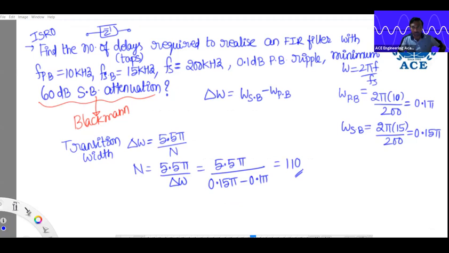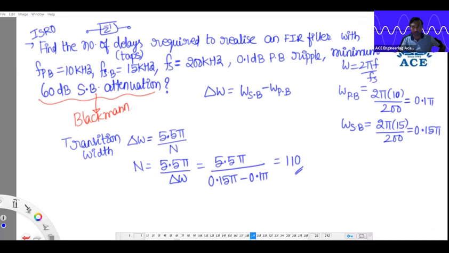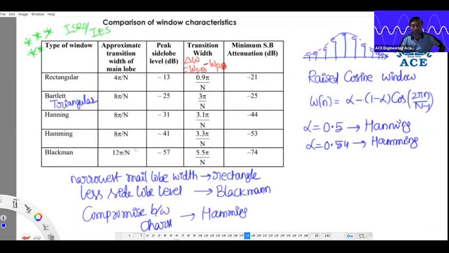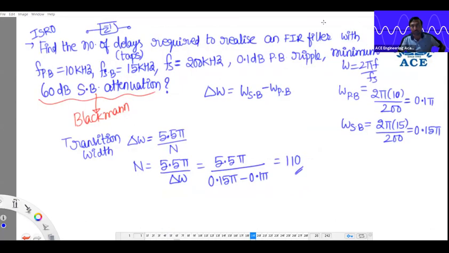The fellows who are having doubts, they can stay back. But to answer the last problem we solved, you must be thorough with the comparison of window characteristics. Otherwise, you cannot solve the problem. So 110 is the order we got.